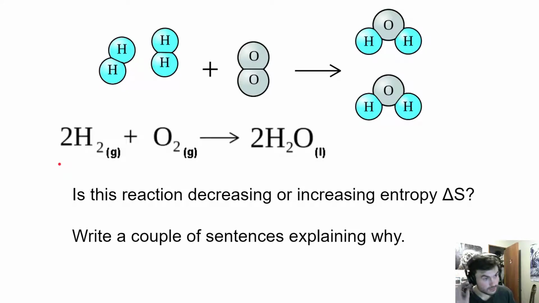I want you to think about this question for a bit. We have 2 moles of hydrogen gas reacting with 1 mole of oxygen gas, making 2 moles of liquid water. Is this reaction decreasing or increasing entropy? I'm going to pause the video, maybe write a couple of sentences in your book, or just have a think about it, and think about why this would be increasing or decreasing entropy.